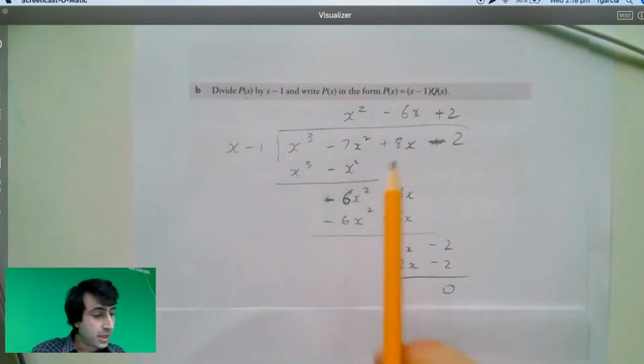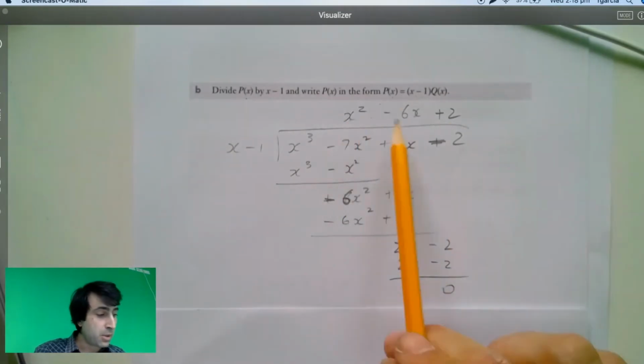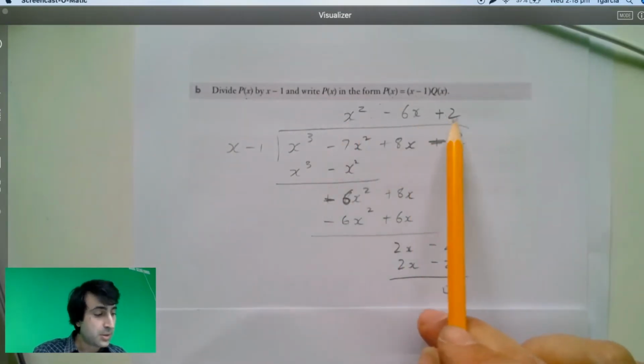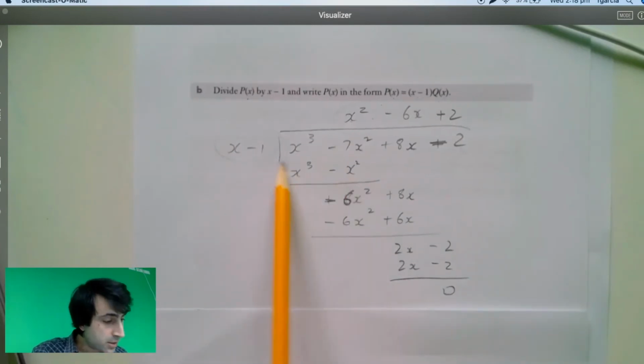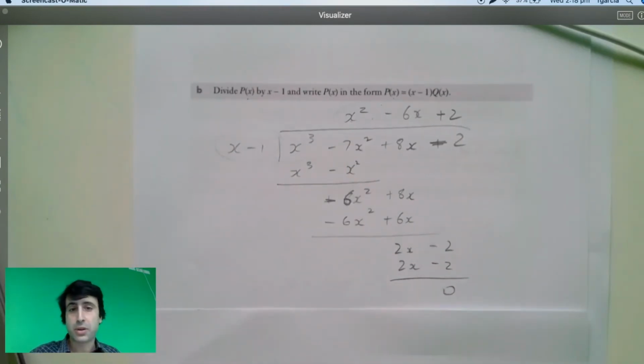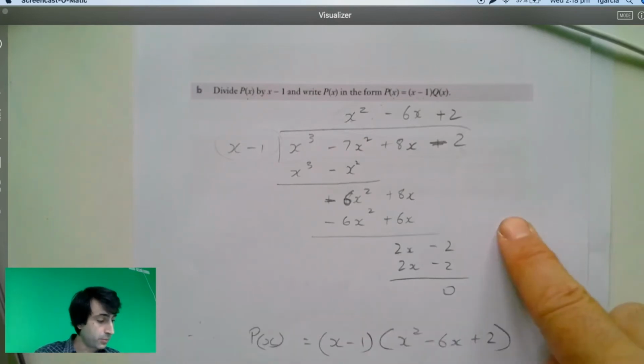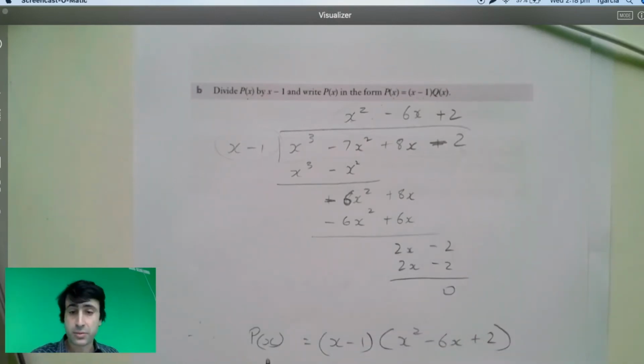And we're seeing that x squared minus 6x plus 2 times x minus 1 will give us the polynomial that we're looking at. Now I can just rewrite it as P(x) equals x minus 1 times x squared minus 6x plus 2. That is in the form dictated by the question.